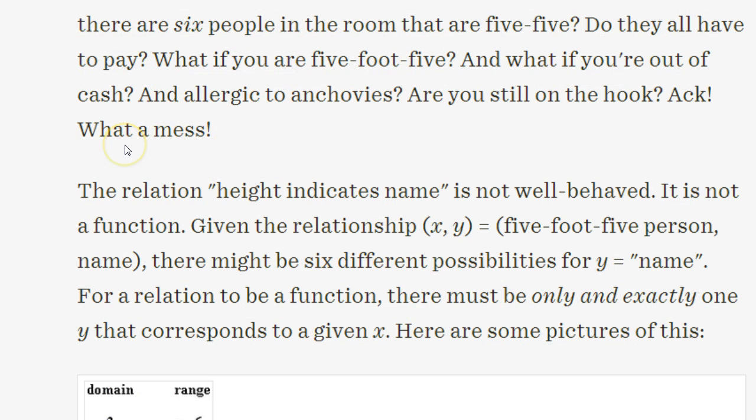The relation height indicates name is not well behaved. It is not a function. Given the relationship x comma y, 5'5" person, comma name, there might be 6 different possibilities for such a name. For any relation to be a function, there must be only one and exactly one y that corresponds to it.